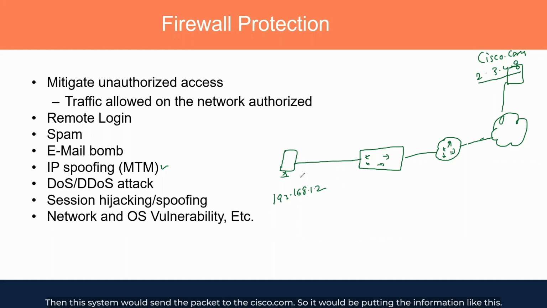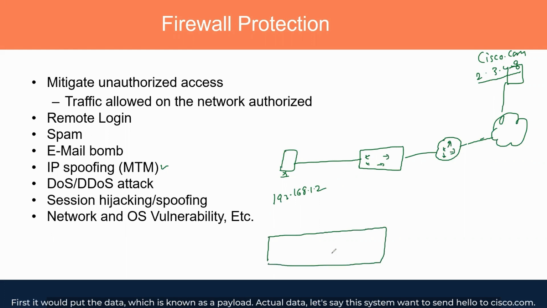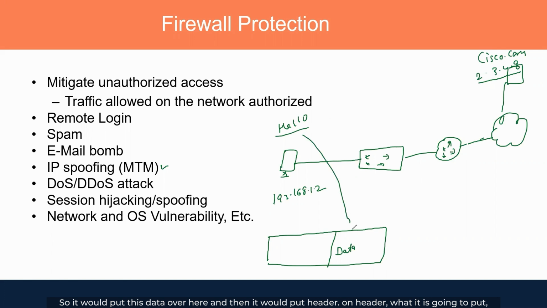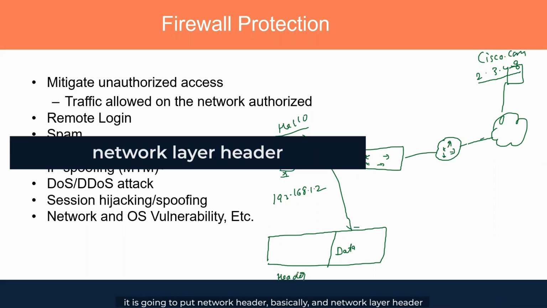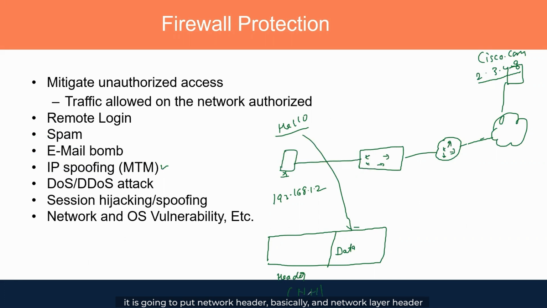So what happens on the packet when this system sends it to cisco.com? It puts the information like this. First it puts the data, which is known as the payload, the actual data. Let's say this system wants to send "hello" to cisco.com. So it puts this data over here, and then it puts a header. On the header, what is it going to put? It is going to put the network layer header, basically the source IP and destination IP.